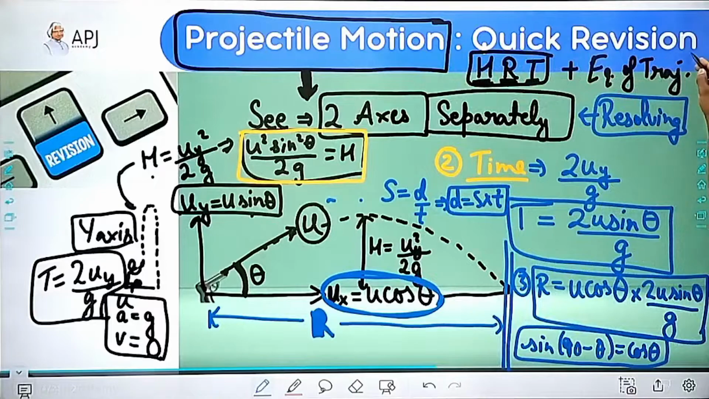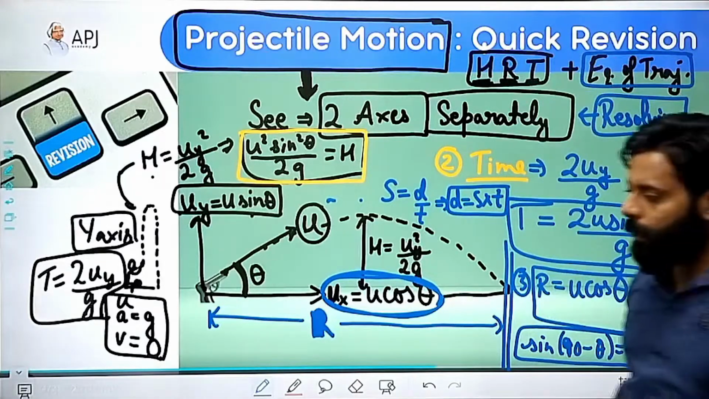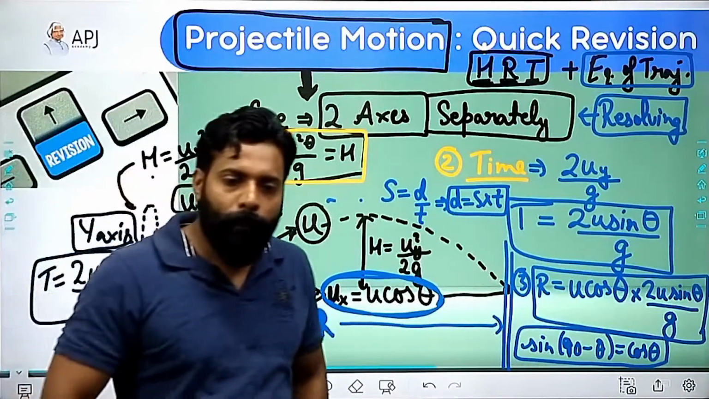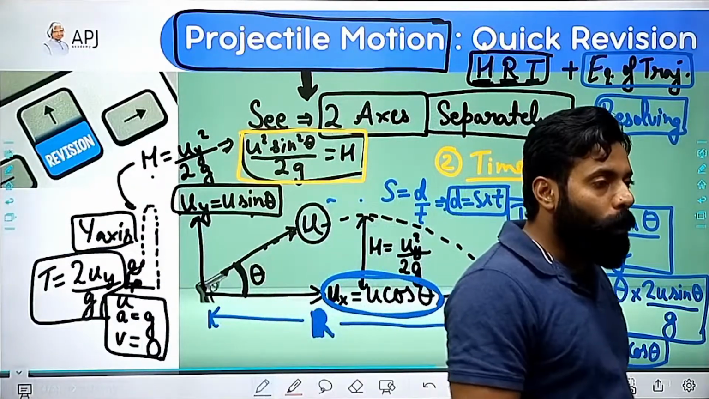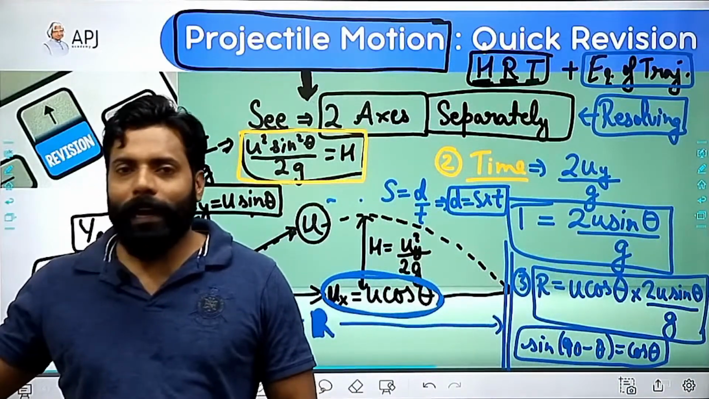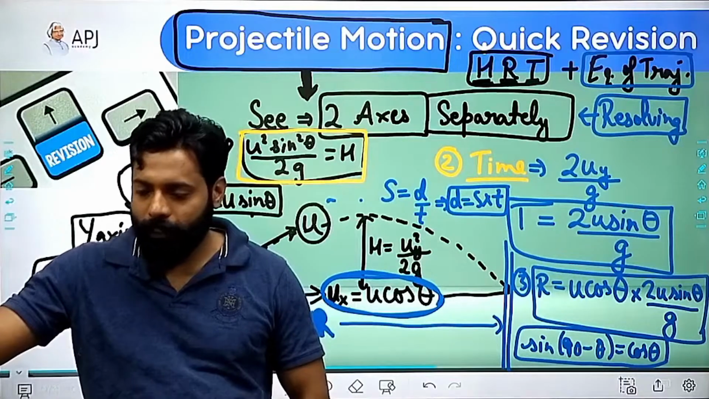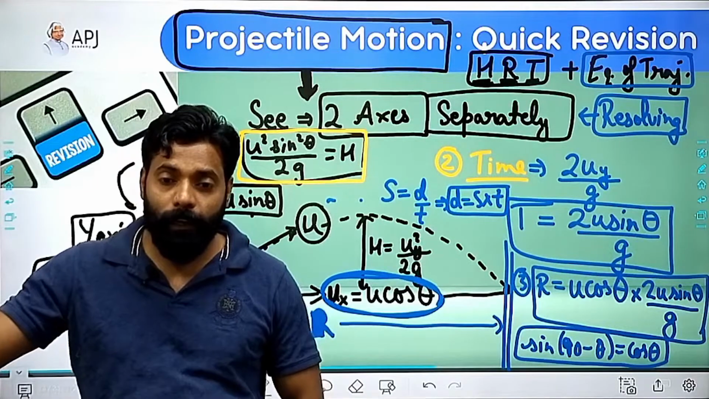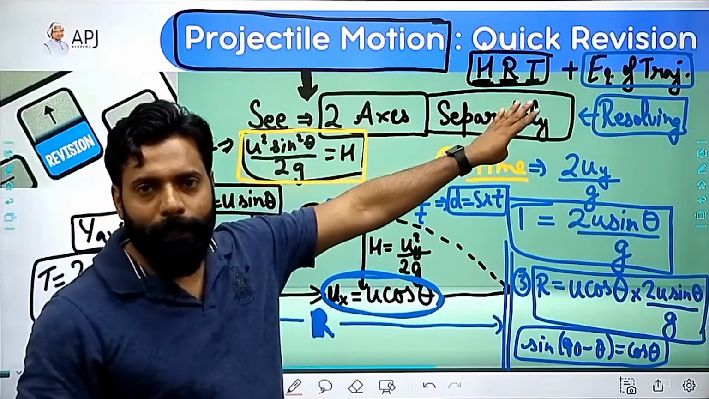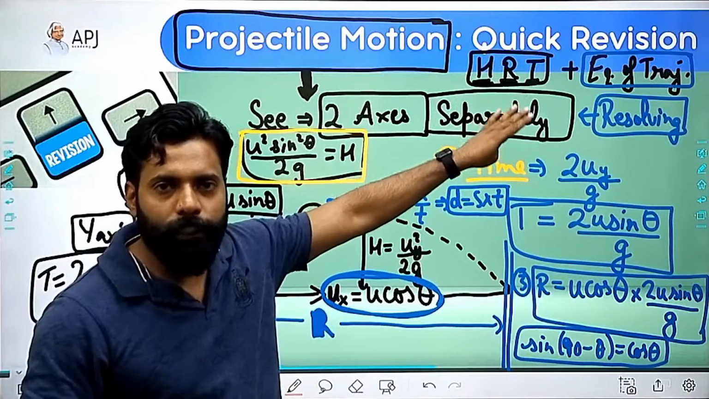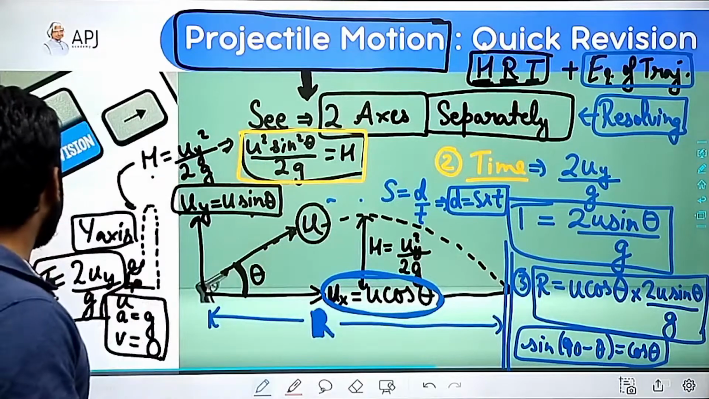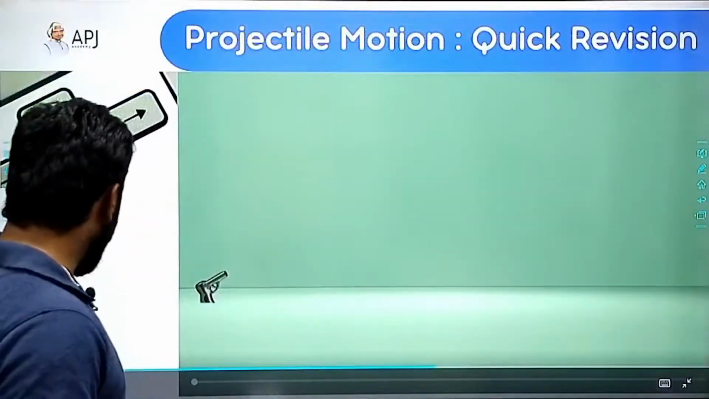HRT plus the equation of trajectory are the only things which are required. I'll explain the equation of trajectory, but before that, I'm going to teach you how to solve the numericals. So we are taking some numericals. Please note it down. These are the only 4 parameters which are required to solve the projectile motion numericals. Okay, so let's move forward.